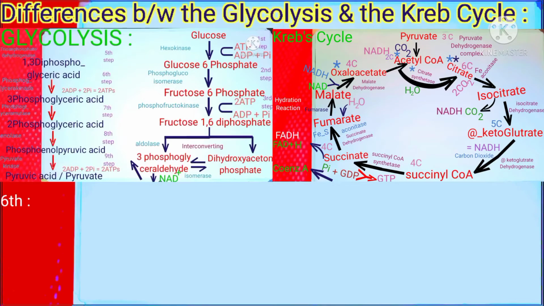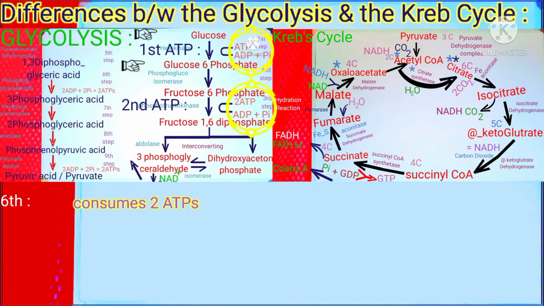The sixth difference between the two is that glycolysis utilizes two ATP molecules for the initial phosphorylation of substrate molecules such as glucose. As we have also learned from our previous videos, the glycolytic pathway consumes two ATP molecules. The first ATP is utilized in the conversion of glucose to glucose 6-phosphate, whereas the second ATP is consumed during the conversion of fructose 6-phosphate to fructose 1,6-diphosphate, that is also known as fructose 1,6-bisphosphate.